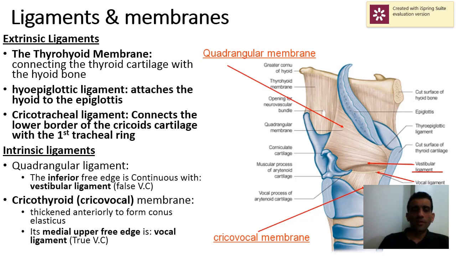The cricovocal membrane is thickened anteriorly to form the conus elasticus, which is one of the important landmarks in the erosion of this part of the anterior cricothyroid membrane and in invasive lesions in the larynx.